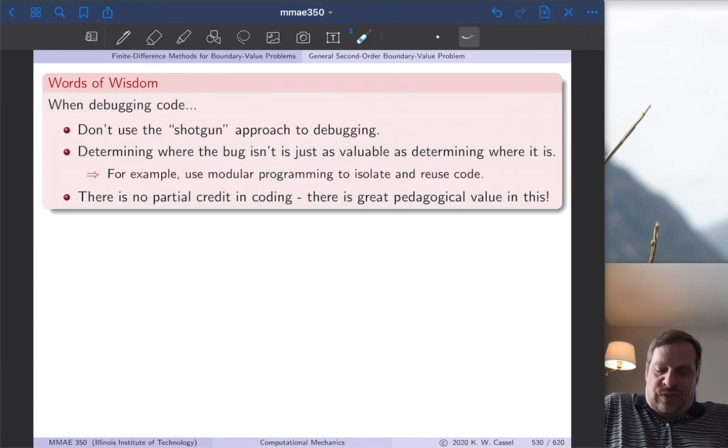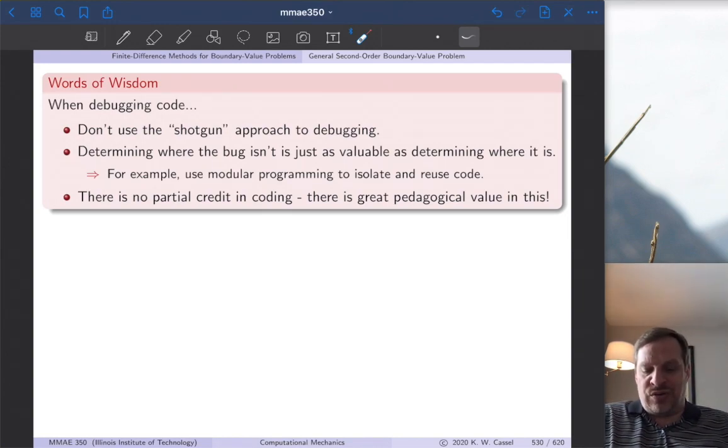So for example, one thing that maybe is counterintuitive, you're looking for where the errors are, but it's just as useful and valuable to find where the errors aren't. And the reason why I mention that is it's an argument for modular programming, which we've discussed before. In modular programming, you break up your overall code into little pieces, and each little module, typically a separate function or a separate procedure, is standalone. So for example, the Thomas algorithm is a standalone function. Once you've tested it, once you have it working, you know it works, and then you can reuse it.